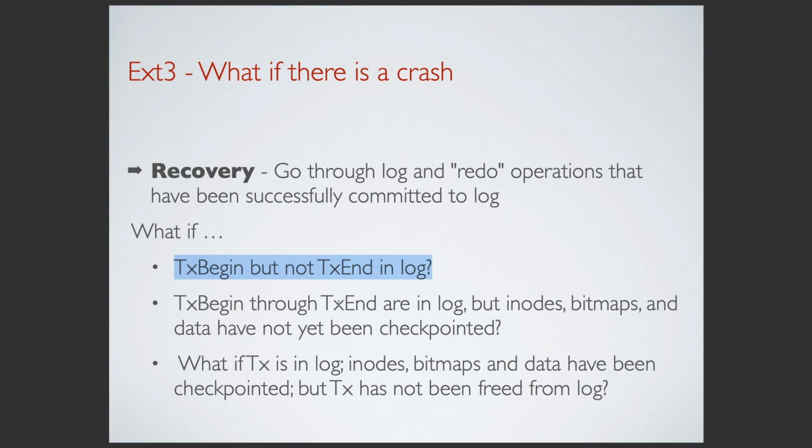If tx begin is there through tx end in the log, it means that everything is fine. I mean, your log is healthy. But if it's there, okay, and it has not been checkpointed, which is this step here, it means that there was a crash in the middle of updating the file system. So what you can do is reuse all this information to redo those operations on the inodes, the bitmaps, and the data blocks, okay? And so here you're basically repairing the thing.